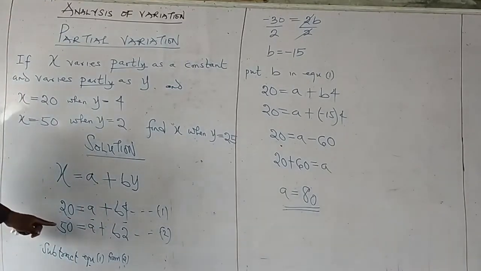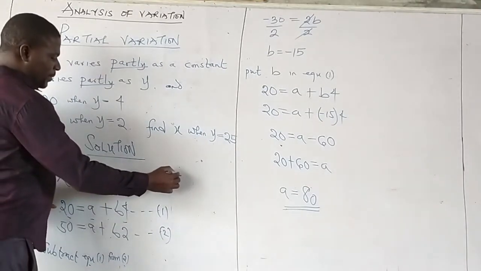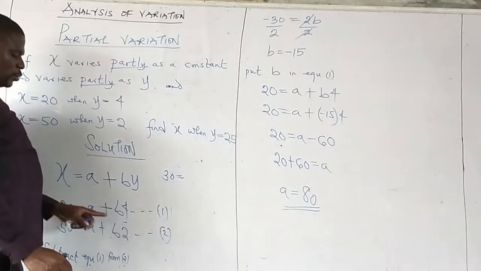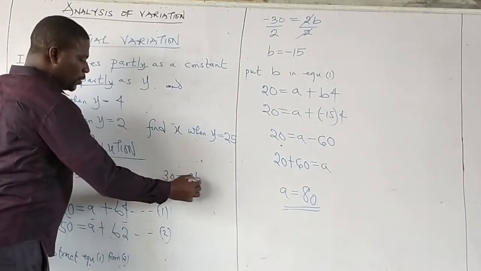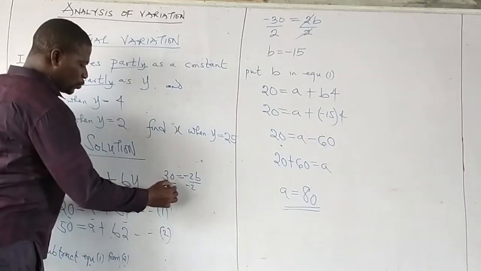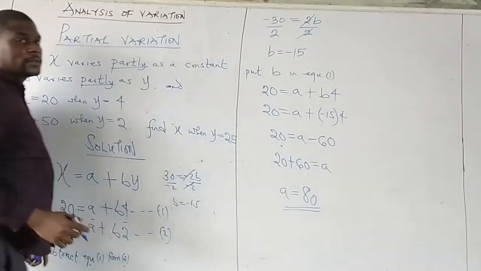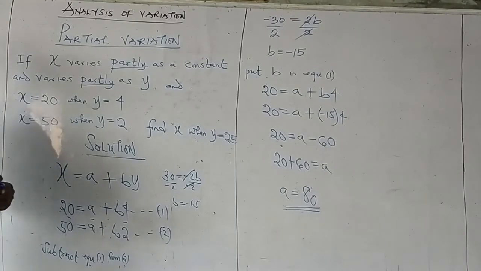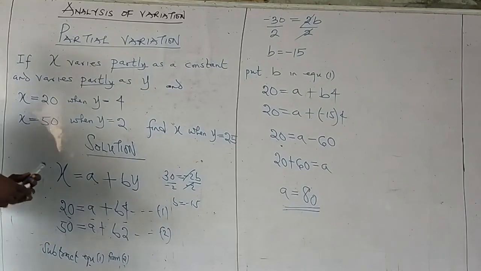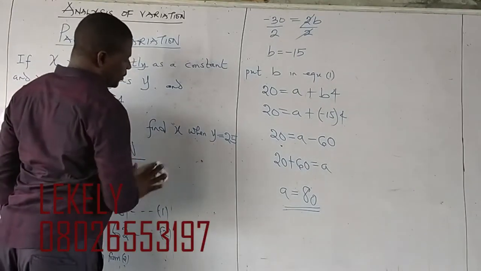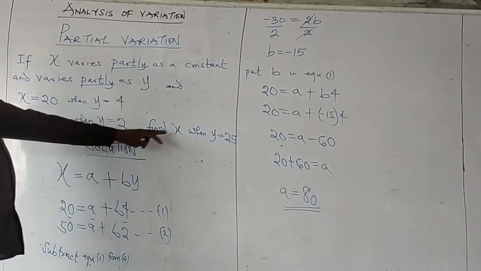Now if I want to do it the other way around, let me quickly show you: 50 minus 20, that's 30, and a minus a cancels, 2b minus 4b is minus 2b. If I divide both sides by minus 2, I will still get b as minus 15, which is this. So anytime you are doing simultaneous equations, whether you do 1 minus 2 or 2 minus 1, you will arrive at the same thing.